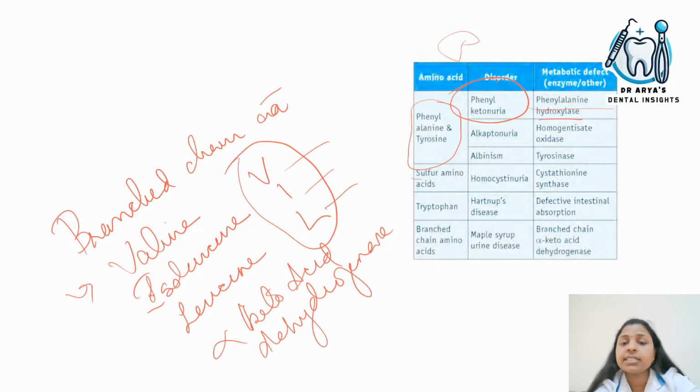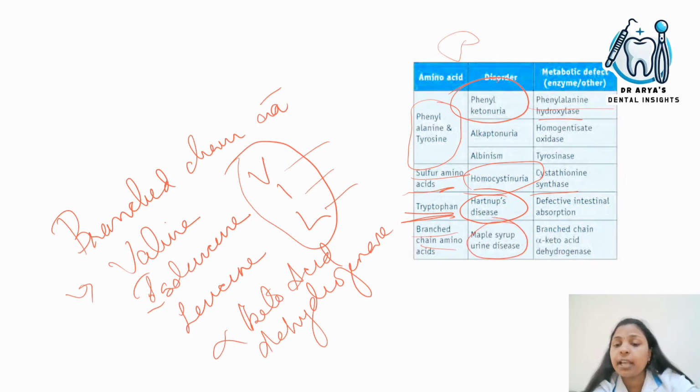Then, which are the sulfur amino acids? The disorder is homocystinuria, and the enzyme is cystathionine synthase. So homocystinuria is due to sulfur containing amino acids. Then, Hartnup's disease is due to the amino acid tryptophan, with defective intestinal absorption. Then, the branched chain amino acid disorder is maple syrup urine disease, with branched chain alpha keto acid dehydrogenase. So, these are the various disorders associated with amino acids. Okay.